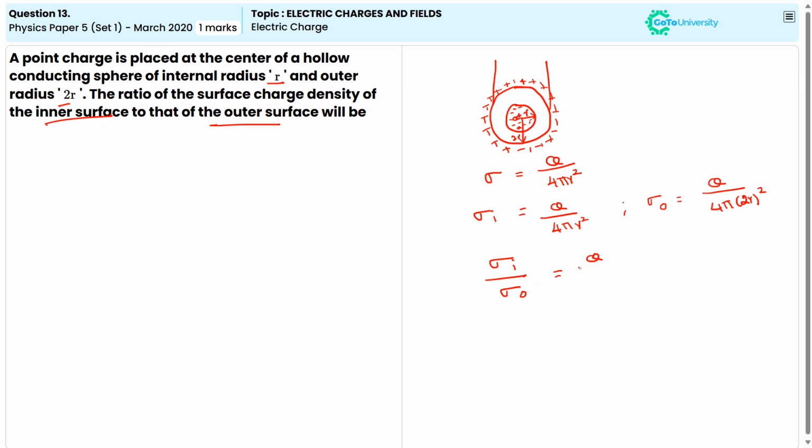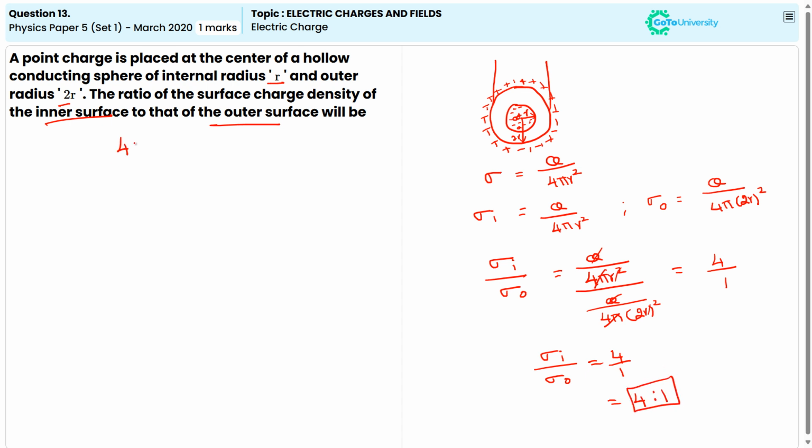Now we are going to get the ratio of inner surface to that of outer surface, which is equal to Q divided by 4 pi r square divided by Q divided by 4 pi 2r the whole square. If we cancel out the 4 pi and 4 pi, Q and Q, remaining will be r square, and r square also after cancelling out we will have 4 here. So we have 4 divided by 1. So the ratio of surface charge density of inner surface to that of outer surface is equal to 4 by 1. So the final answer is 4:1.